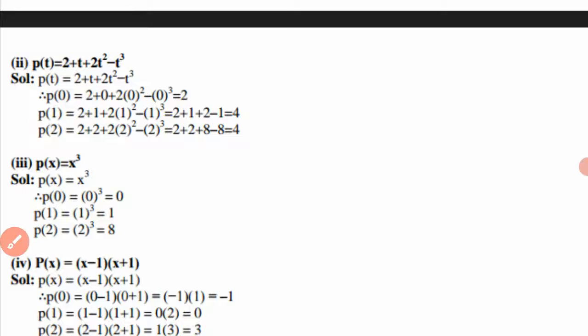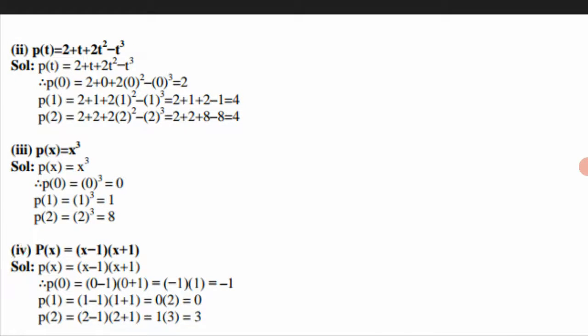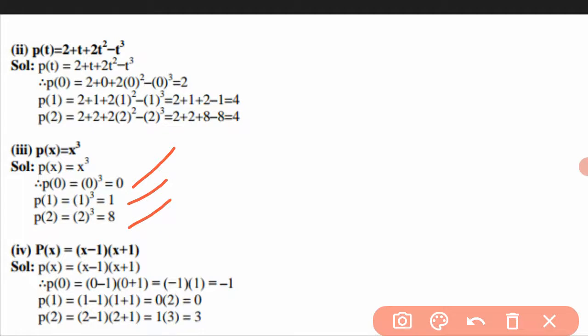Now after this, see the third part. In the third part we have p(x) equals x cube. So in this we will put the values of x as 0, 1 and 2. By putting x equals 0, the answer will be 0, and putting x equals 1, the answer will be 1, and by putting x equals 2, the answer will be 8.